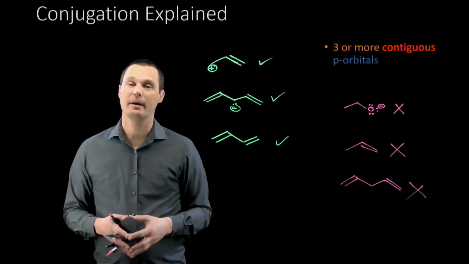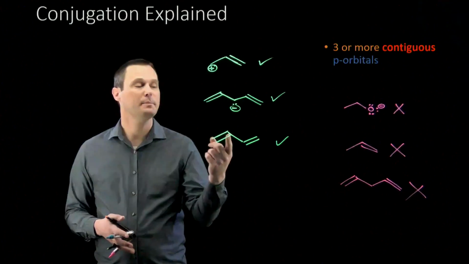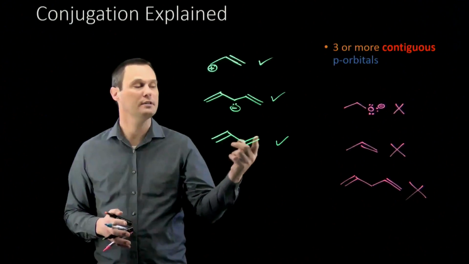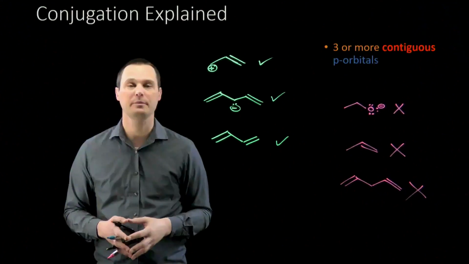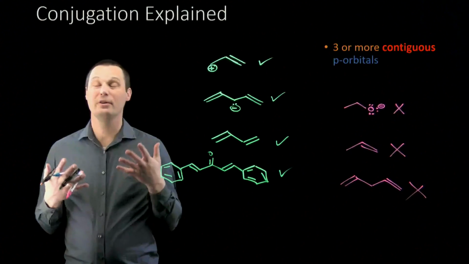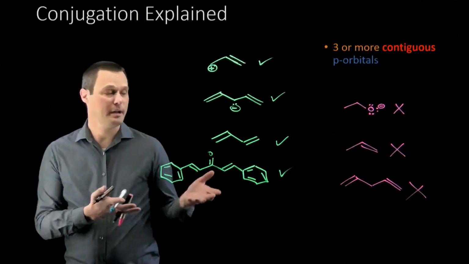In fact, we don't need charges at all. 2 consecutive pi bonds would be considered a conjugated molecule. Each pi bond is the overlapping of 2 p orbitals, and when they are consecutive like this, we have 4 consecutive carbon atoms, all with unhybridized p orbitals. This is 3 or more contiguous p orbitals. This molecule is conjugated.